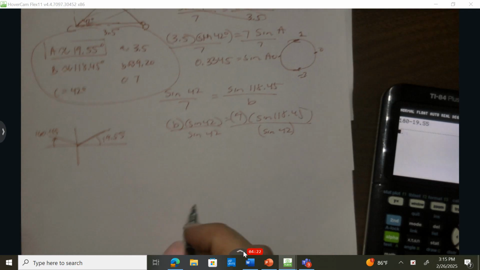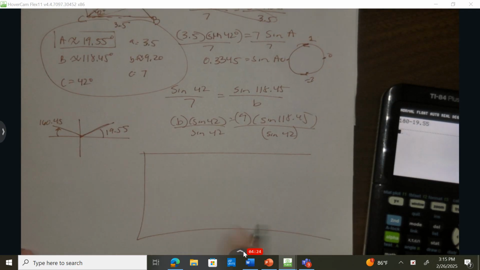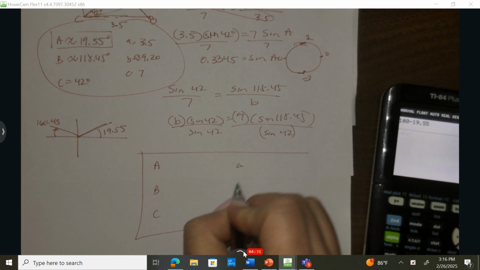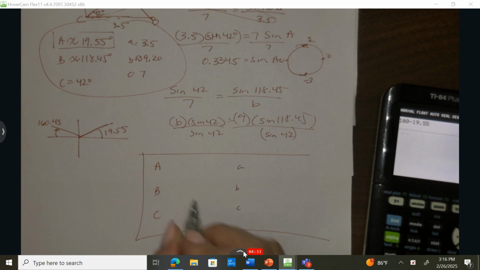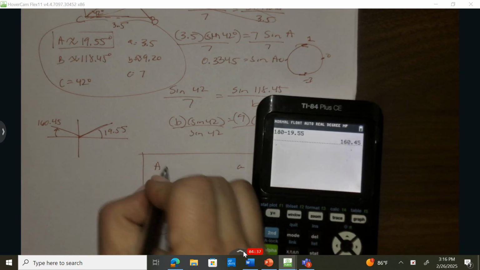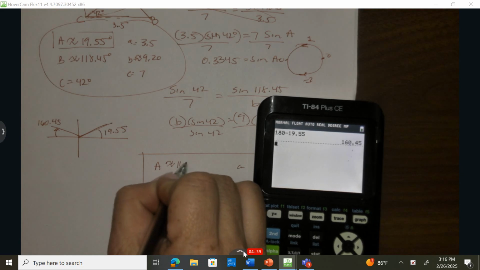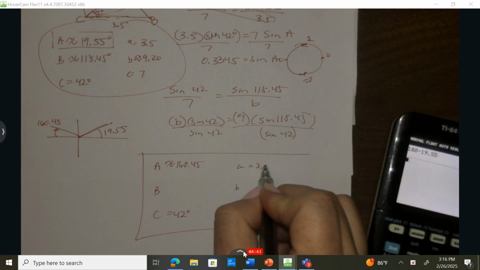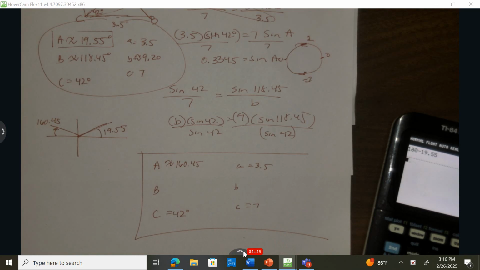So let me make this next triangle. So right now I'm testing to see, is there a second triangle? I know for sure there's one. So I have A, B, and C, and sides A, B, and C. We know for sure this is 42 degrees. And right now I have 160.45. I know this is 7, and I know this is 3.5. Okay, why is there a problem? Well, I already know for a couple reasons that this isn't going to work out.